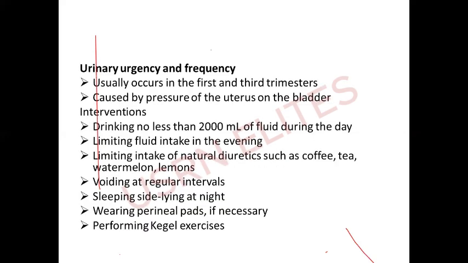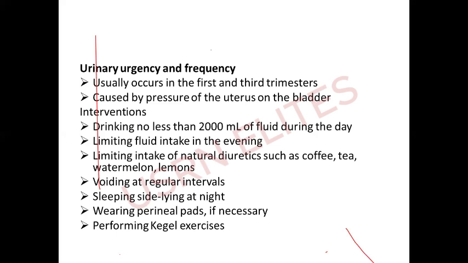Then we also talk about urinary frequency. So in urinary frequency, you have to understand that the first and third trimester is where you expect urinary frequency. In the second trimester, it is not normal for urinary frequency to occur. So if it occurs in the second trimester, like I said initially, it could be as a result of UTI.